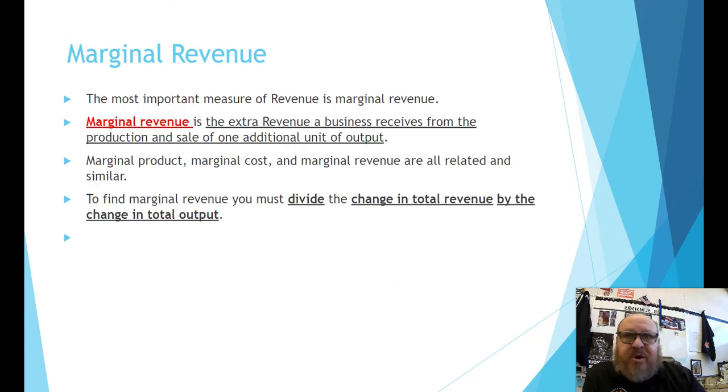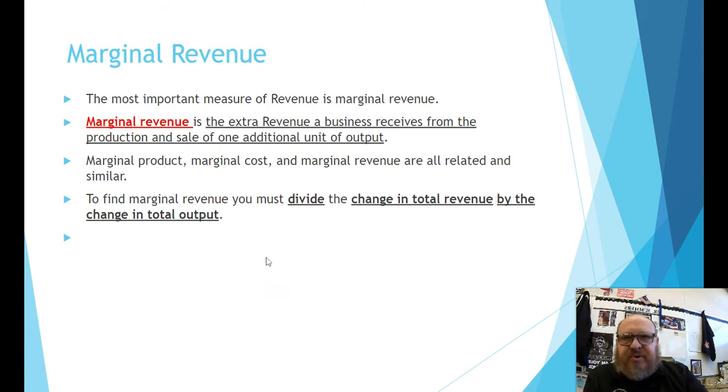So the most important measure of revenue is what's called marginal revenue. And again, just like marginal cost and marginal product, marginal revenue is related to how much extra revenue or income a business receives from the production and sale of one additional unit. Marginal revenue, just like marginal product and marginal cost, really only looks at the extra income from producing one additional unit. Just one additional unit.